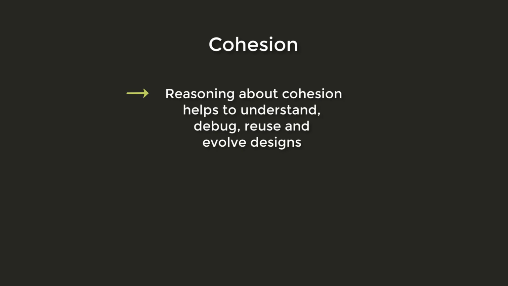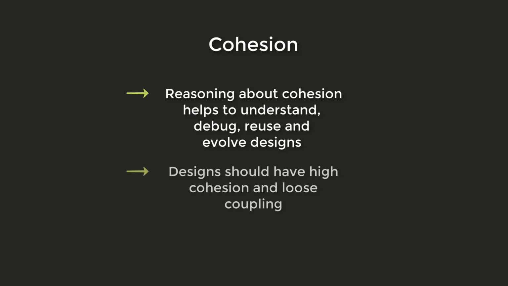Thinking about how cohesive the classes are within our systems helps drive us towards designs that are easier to understand, debug, reuse, and evolve. You might recall that we said these were also the goals of loosely coupled systems, which is why you'll often hear that we want designs that are highly cohesive and loosely coupled. Because although coupling and cohesion are considering different aspects of our designs and implementations, they are both ultimately about improving the long-term quality of our systems.